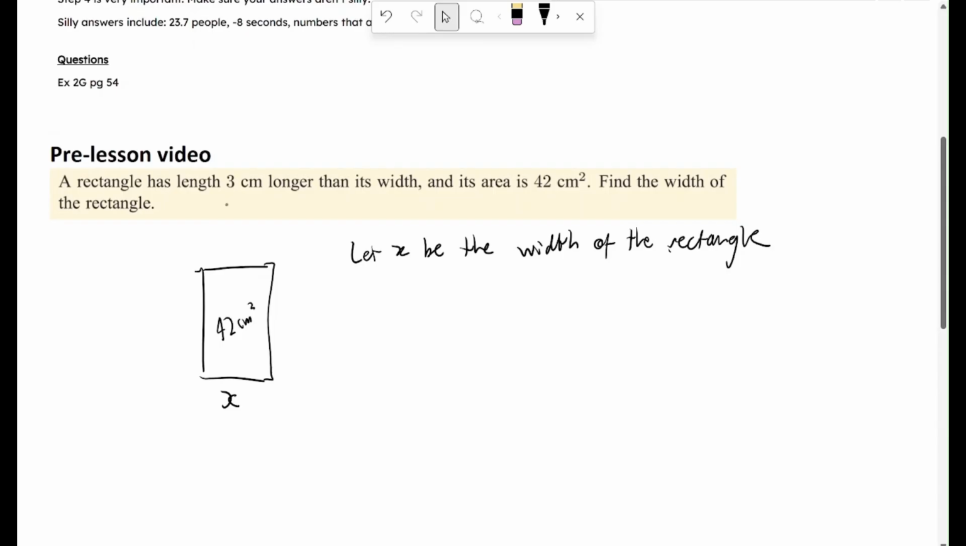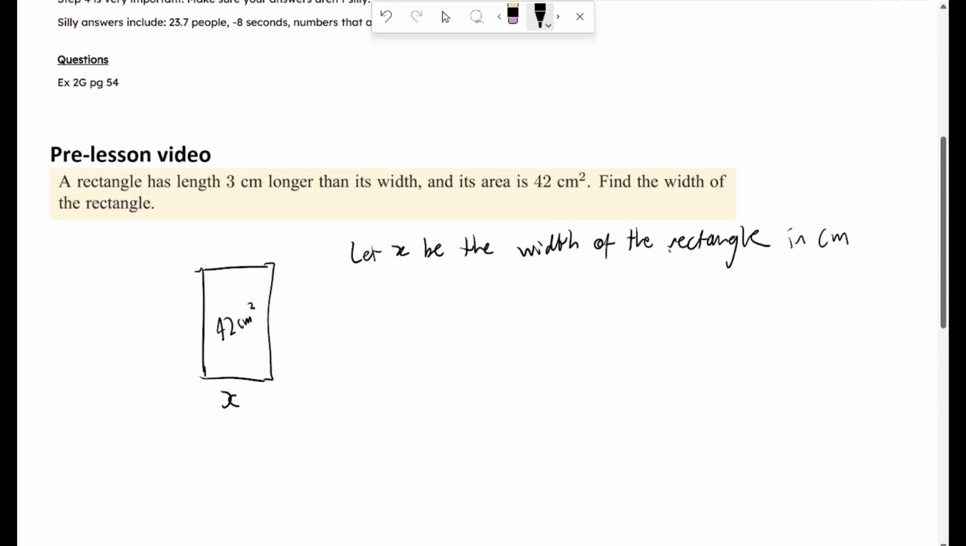Its length is 3 centimeters longer than its width. So it's going to be a bit taller than it is wide, and usually the thing that you're trying to find we're going to call x. So I'm going to call the width x, and we have to write a sentence here that says let x be the width of the rectangle in centimeters. We know the area is also 42 centimeters squared.